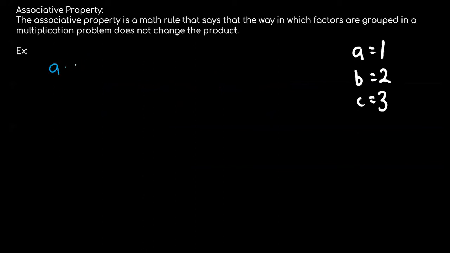A times (B times C), and no, this is not the distributive property, equals (A times B) times C. Now notice that the parentheses just moved. So it doesn't matter in which these two are grouped together.